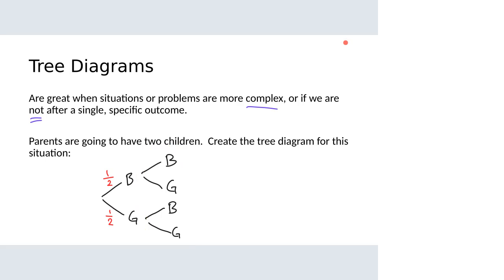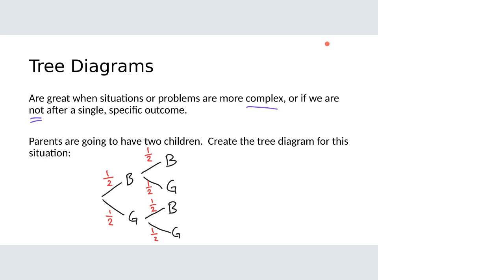Okay, perfect. We need to put the probabilities on there too. And the thing about that is boy or girl is always just going to be 1/2. That's why I said this isn't going to be the most interesting tree diagram. All the probabilities are the same. So parents are going to have 2 children. Create the tree diagram for this situation. And we've done that. What we can do here is we can see everything that could possibly happen. We can see all the outcomes.